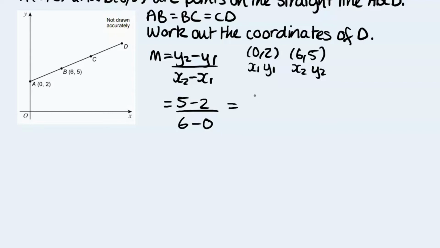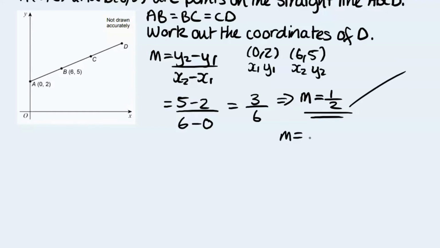So 5 take away 2 is 3, and 6 take away 0 is 6. So what this simplifies down to is a gradient of m is equal to a half. Okay, so we have a positive gradient here, so that implies it's a positive slope, which makes sense given the diagram we've been given.